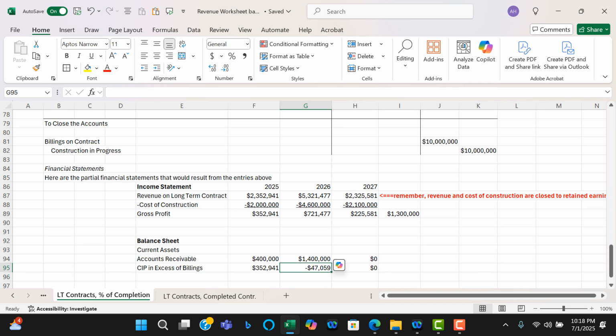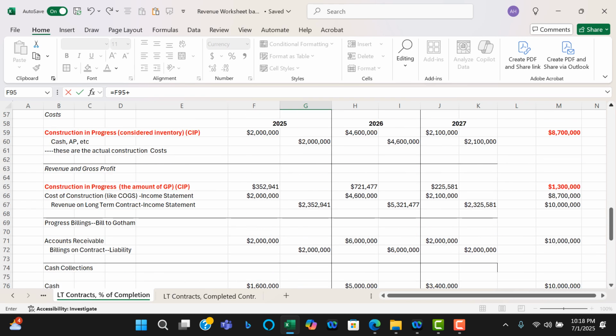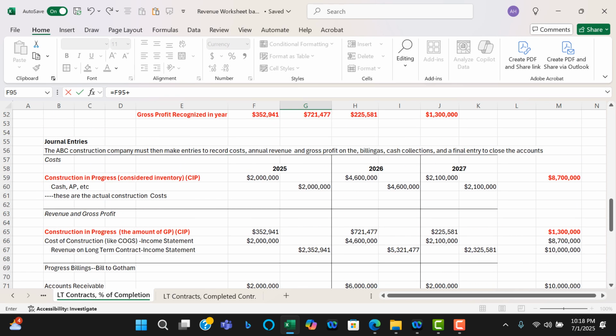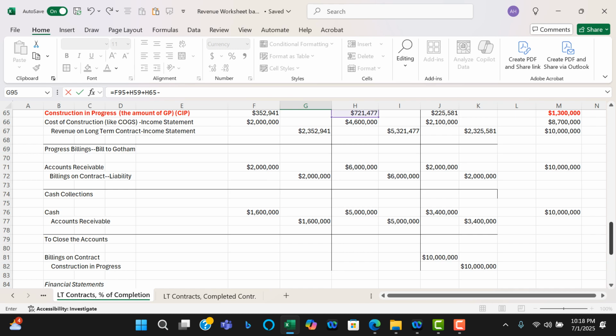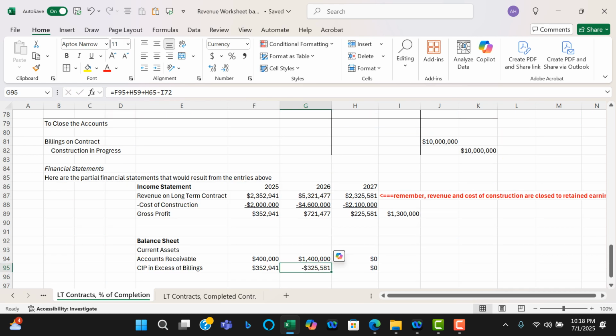I think I've got to just redo this here because I forgot to put it. It's this number here plus, because it's like an asset, a net asset, plus the 4.6 plus the 721. So you have 3 pluses and 1 minus, which is the 877, less this 6 right here. So that gives you, I just want to make sure I get everything right here, a negative 325,581.